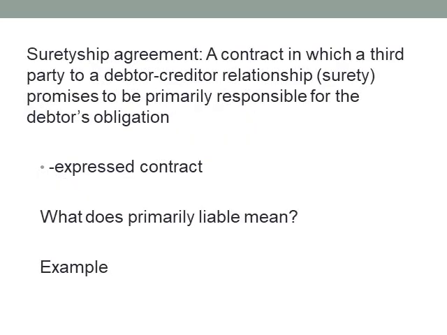So suretyship. Let's talk about the difference between these two. So we have a suretyship. It's a contract in which a third party to a debtor-creditor relationship, the surety, promises to be primarily responsible for the debtor's obligation. So this is an express contract between the creditor and the surety. So they are primarily liable. What do I mean by primarily liable?